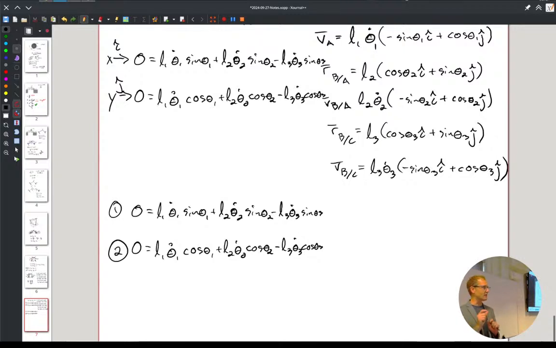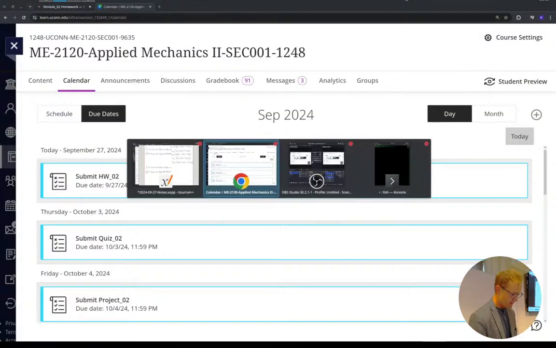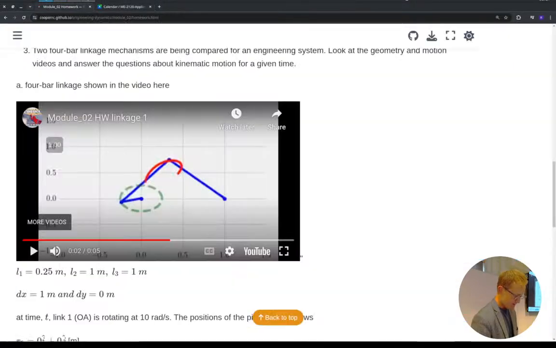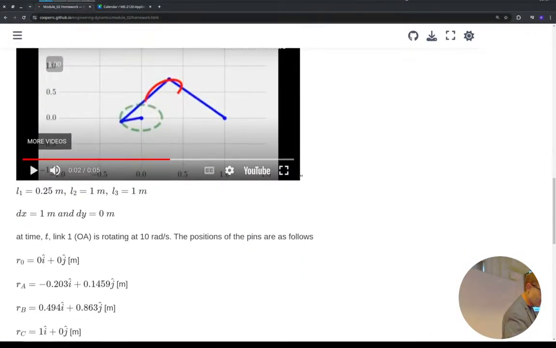Because now we've gone through and created two equations for this. This is true for any 4-bar linkage. We have a specific one in a specific configuration, but you could use this for anything that has 3 moving bars that are all pinned in 2 locations. So let's start identifying what do we know.